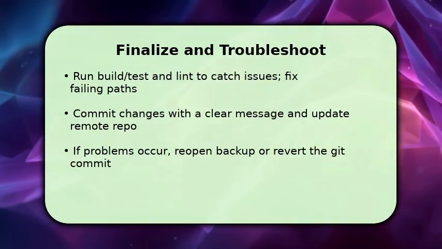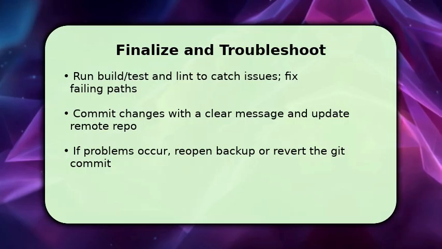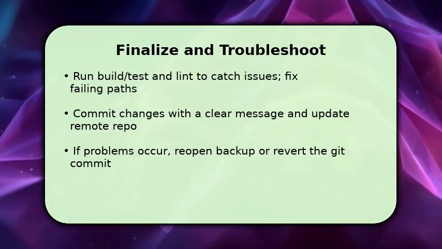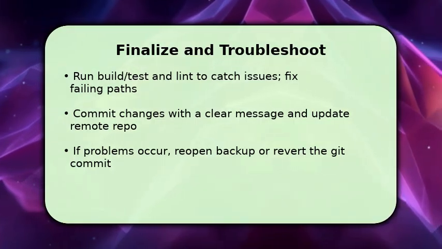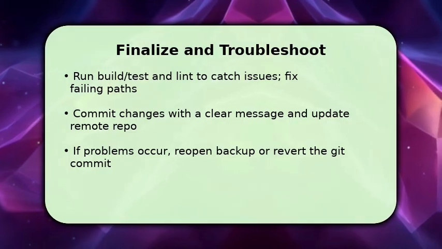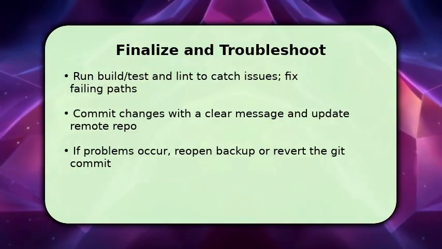If something goes wrong, revert the commit or restore the backup you made earlier. Alternatively, use git reflog to find the prior state. One quick troubleshooting tip: if extensions behave oddly, reload the window or reinstall the extension to clear cached state.